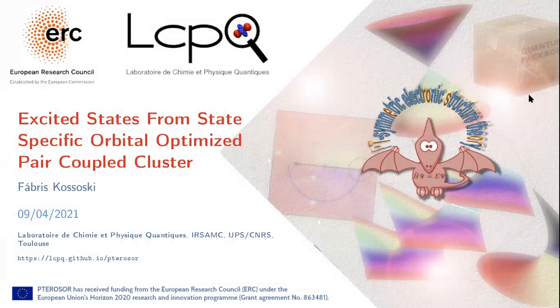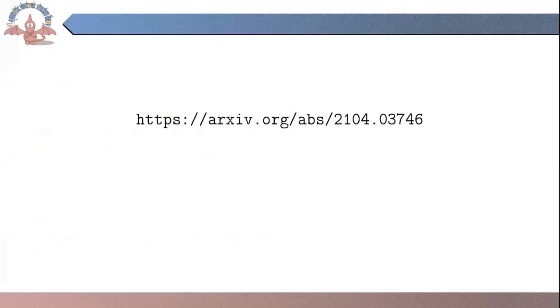I'll talk about aiming for excited states, in particular double excited states, with the pair coupled cluster and orbital-optimized pair coupled cluster. I have just submitted the paper with the results. You can find the preprint on arXiv.